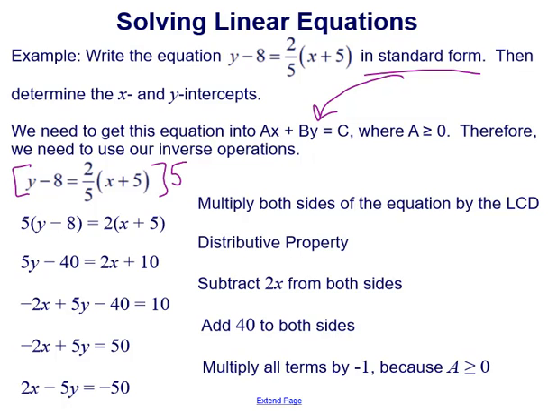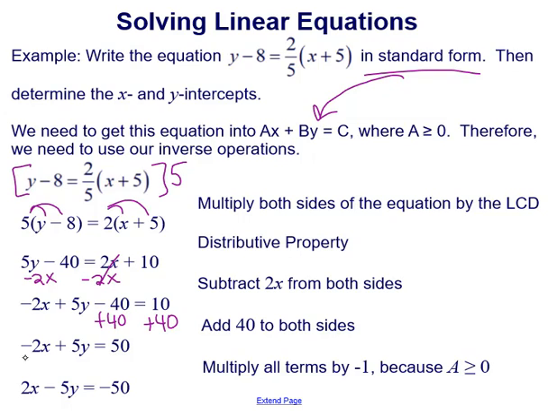That's going to give us 5 times the quantity of y minus 8 equals 2 times the quantity of x plus 5. We'll then use the distributive property to simplify both sides of the equation. So that gives us 5y minus 40 equals 2x plus 10. We'll subtract 2x from both sides because we need the x and y variable terms to be on the same side. And then we'll add 40 to both sides to get the constant on the other side, which leaves us with negative 2x plus 5y equals 50.